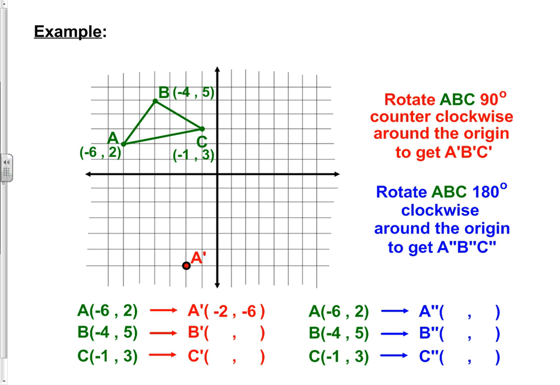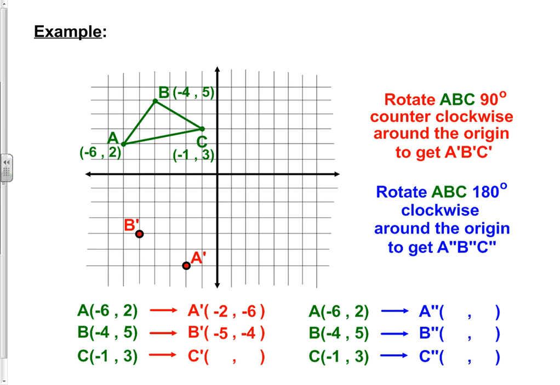Well, the value for B has a 4 for an abscissa and a 5 for an ordinate. We're going to switch those for 5, 4. Okay, and going into quadrant 3, we will be both negative. So B prime will be located at -5, -4.